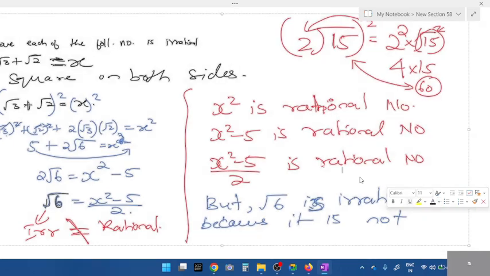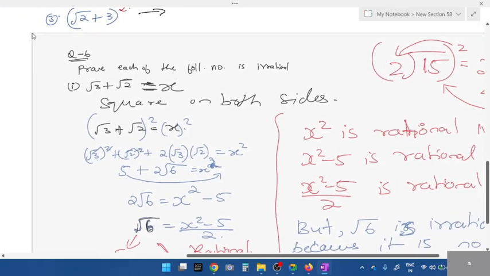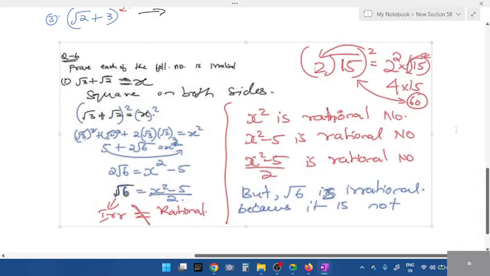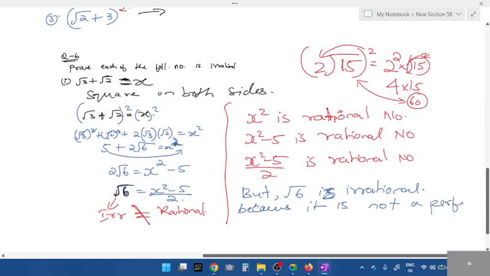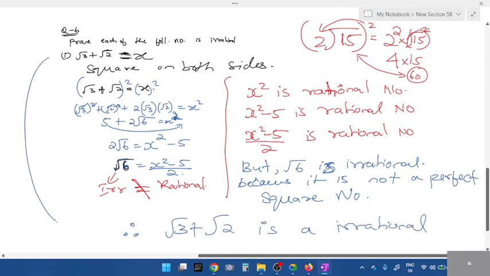So when they ask us to prove, this is how we are supposed to do. You take x on the right hand side, square both the sides, open the bracket, apply a plus b the whole square, a minus b the whole square. Because it is not a perfect square number. Therefore, root 3 plus root 2 is an irrational number. Look, I've taken the main question. Root 3 plus root 2 is an irrational number.